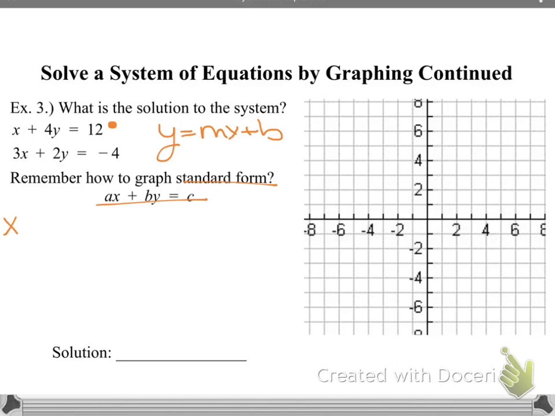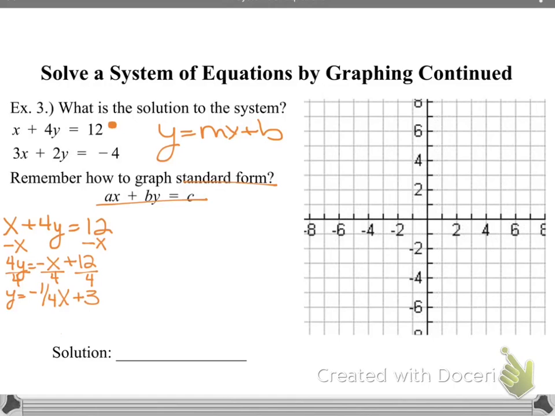So my first one, I've got x plus 4y equals 12. I want to solve for y, so I'm going to subtract x on both sides. So now I have 4y equals negative x plus 12. Divide by 4. So now I've got y equals negative 1/4 x plus 3. So there's my first equation.